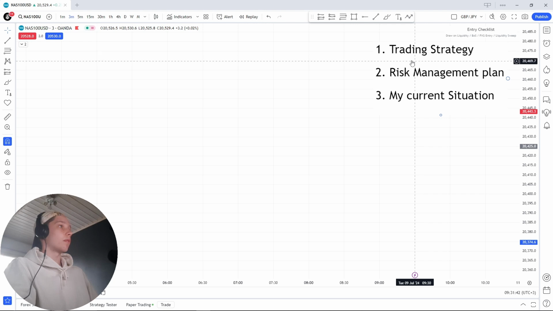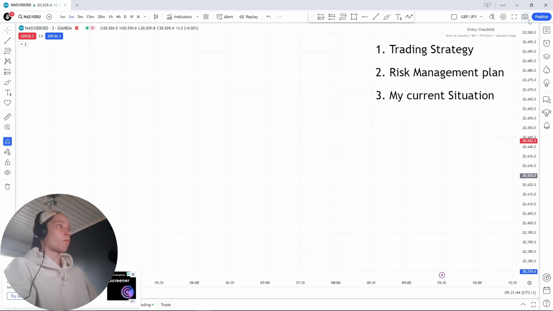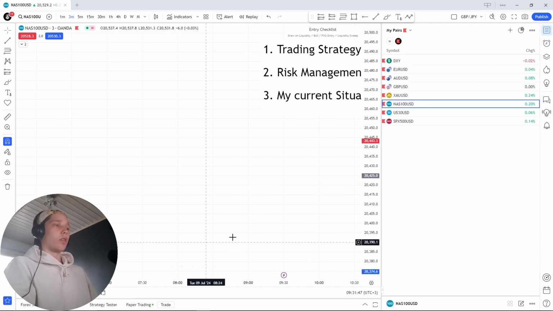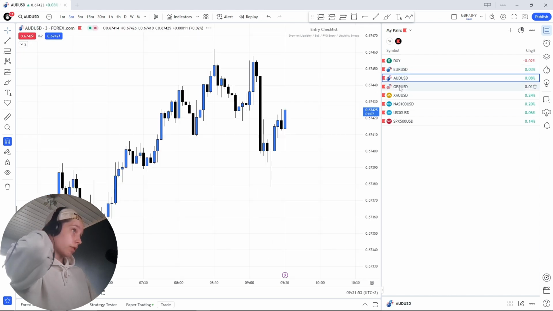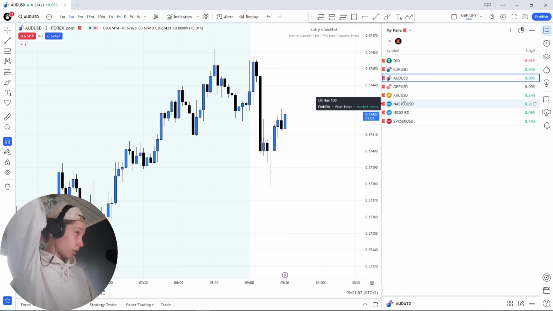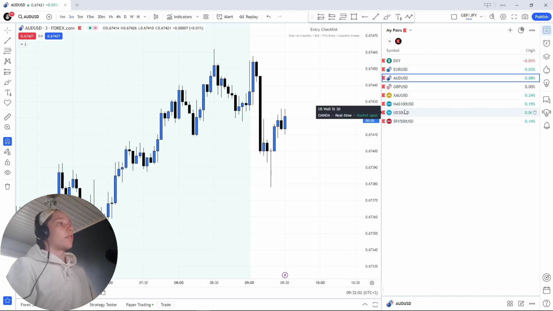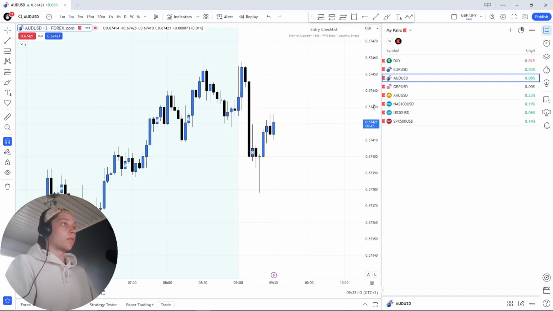How do I trade currently? Well, these are the pairs. So I'm trading Forex right now, and you can see Euro USD, AUD, GU. Then I'm looking at gold as well, and I'm trying to get familiar with NAS 100 and sometimes also US 30. I don't really look at S&P 500 though.